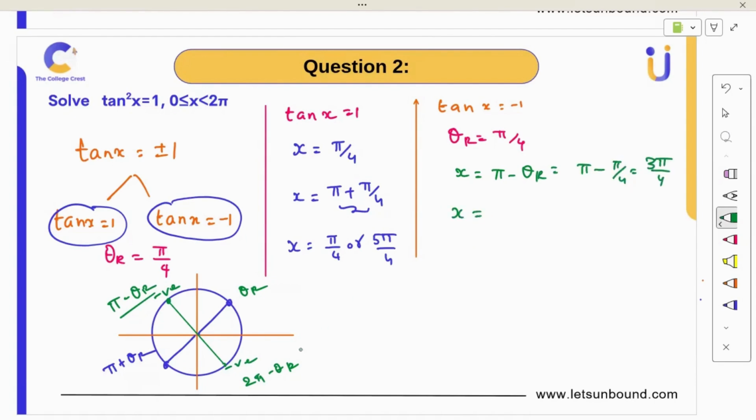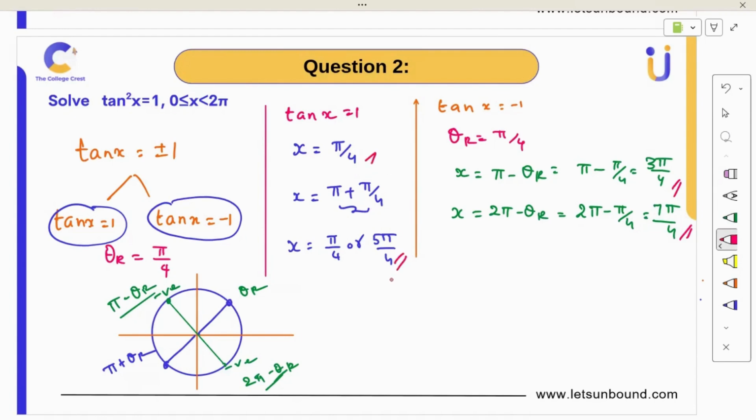Then tan x is also negative in this quadrant, and you can write it as 2 pi minus the reference angle, 2 pi minus pi by 4. So 8 pi minus pi, that is 7 pi by 4. That's it. So I got 4 answers.